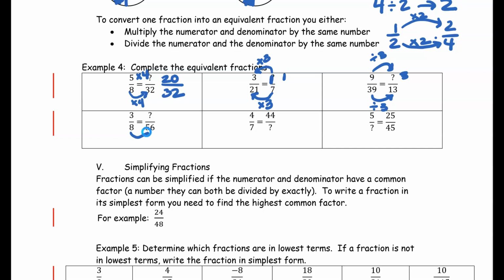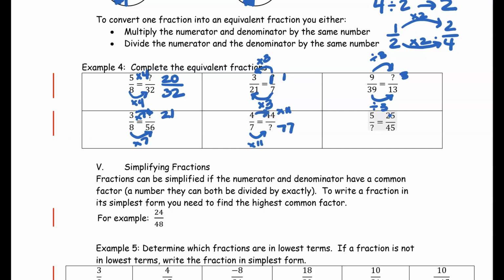8 times 7 is 56. 3 times 7 is 21, so 21 over 56. And then we can say 4 times 11 is 44, so 7 times 11 is 77, needs to go on the bottom.